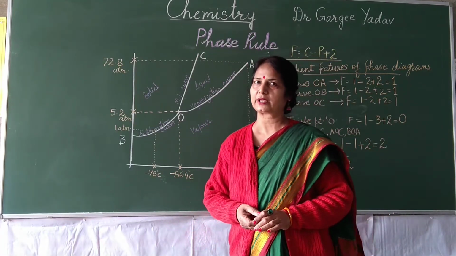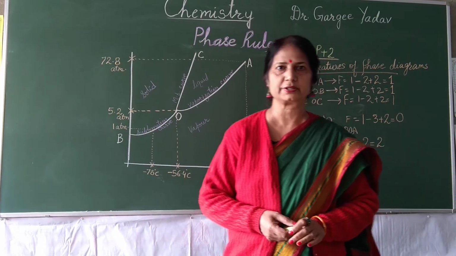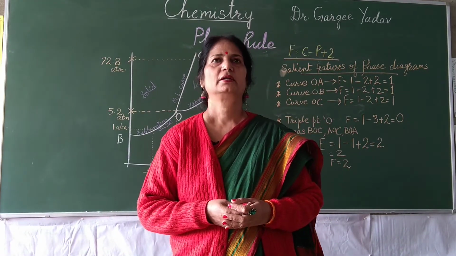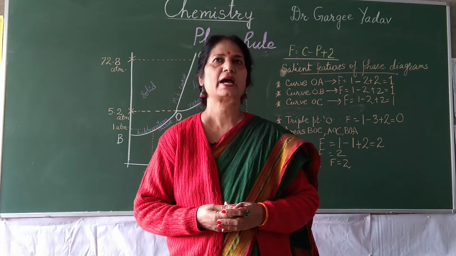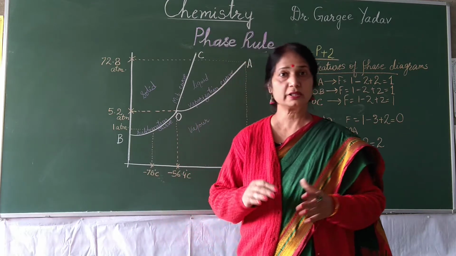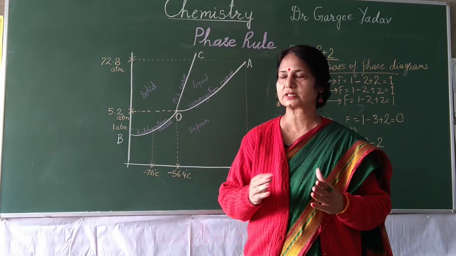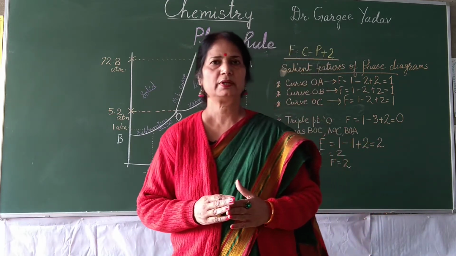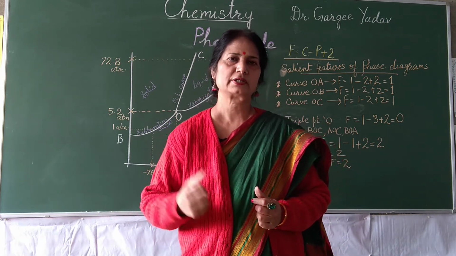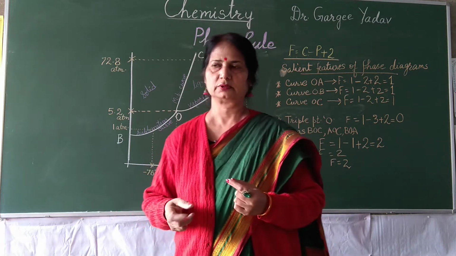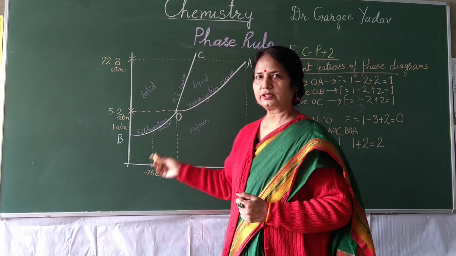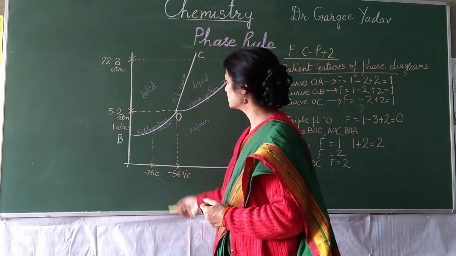As we all know, carbon dioxide is also a one-component system because carbon dioxide can exist in the solid phase, it can exist in the liquid phase, and it can exist in the vapor phase. And since all these three phases exist in equilibrium, they can be represented by a single chemical entity, that is CO2. So the carbon dioxide system is also a one component system.